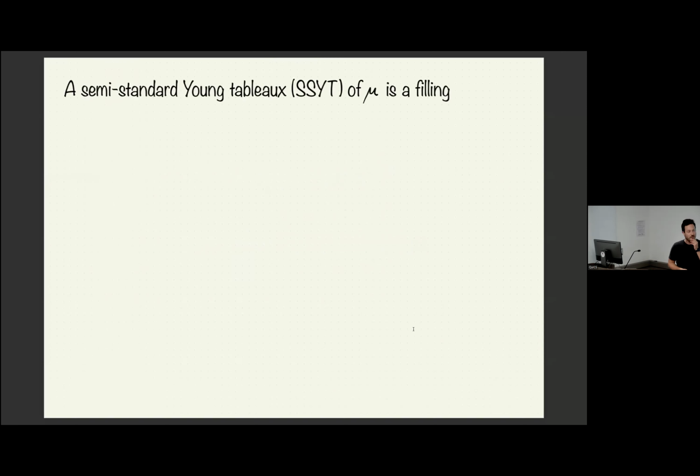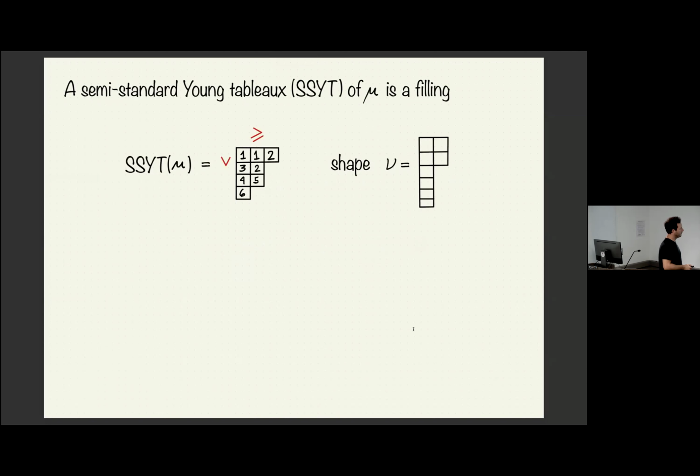To tell you what Kostka numbers are, let me first tell you what a semi-standard Young tableau is. You probably know, but just to remind you of the conventions. A semi-standard Young tableau of shape mu, corresponding to the partition mu, is a filling of the partition mu with numbers which are weakly increasing to the right and strictly increasing down. So here, 1, 1 is weakly increasing, then you have to put a 2, and as you go down, it has to strictly increase. Now, the pattern of the numbers that you're putting inside is specified by another partition. Consider another partition here that has the same number of boxes.